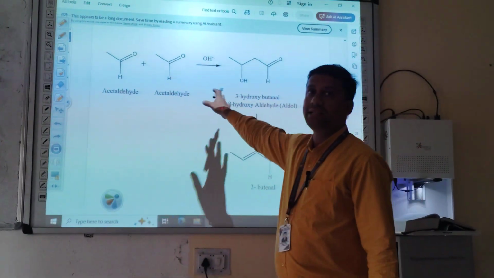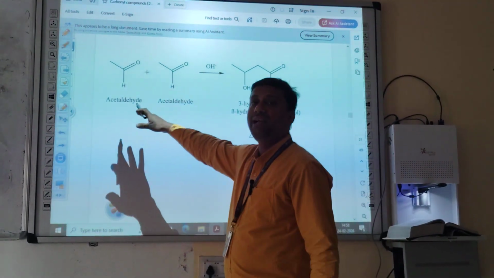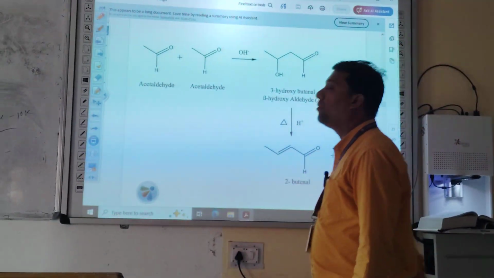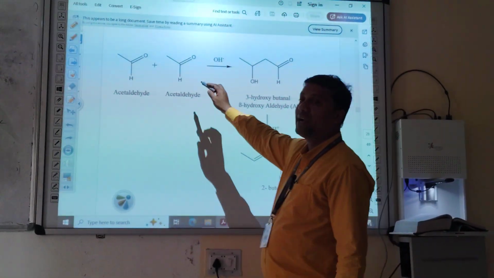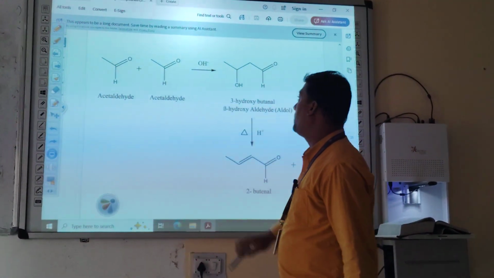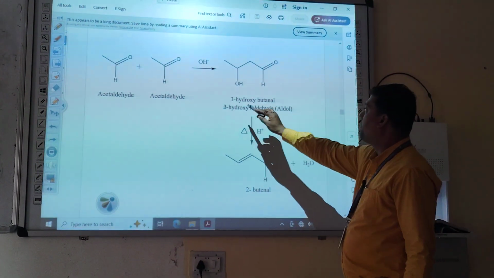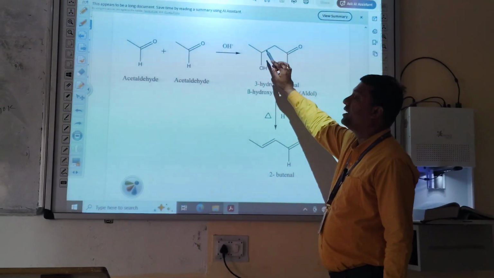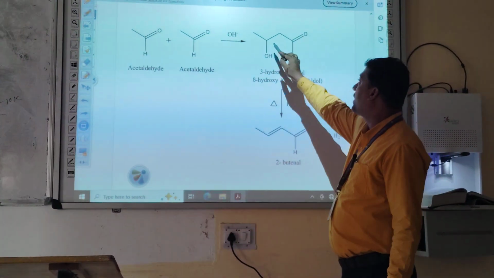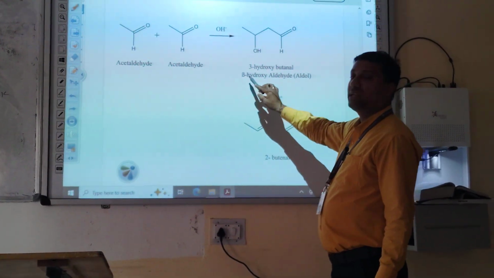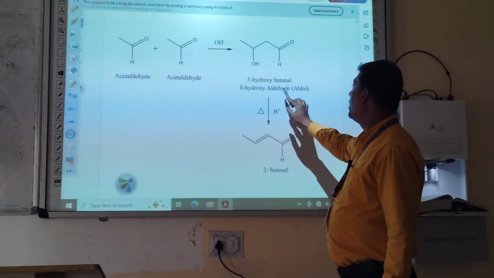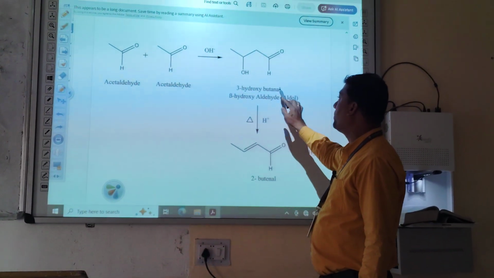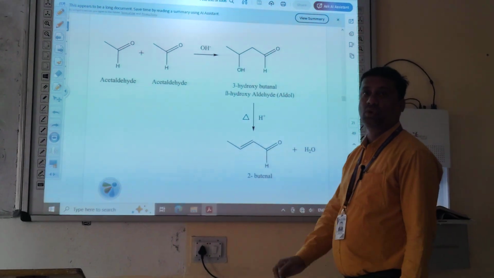Here, this has been shown. This is acetaldehyde. Two molecules of acetaldehyde combine with each other. They have the alpha hydrogen atom. In presence of a base, it will form 3-hydroxybutanal. This is 1, 2, 3, and 3 is known as beta. This is the beta carbon and this is the alpha carbon. Either it is written as beta hydroxyaldehyde or as 3-hydroxybutanal. It is an aldehyde, that's why butanal, and at the 3 position the hydroxy group is there.